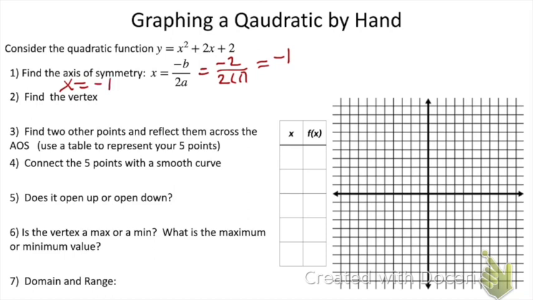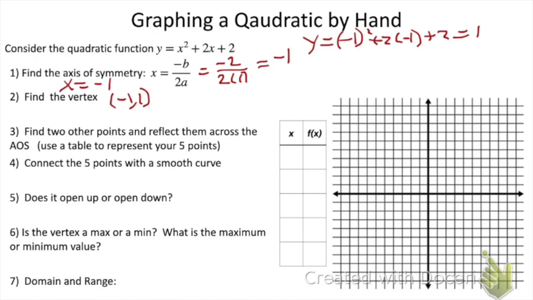To find a vertex, we're going to plug the negative 1 back in to find our y coordinate. So y equals negative 1 in parentheses squared plus 2 times negative 1 plus 2. When you do this, negative 1 squared is 1. 1 plus 2 is 3. You have 2 times negative 1, which is negative 2. Add it all together, you get that this is 1. So my vertex is the point negative 1, 1. And the vertex is written as a point. It is an ordered pair.